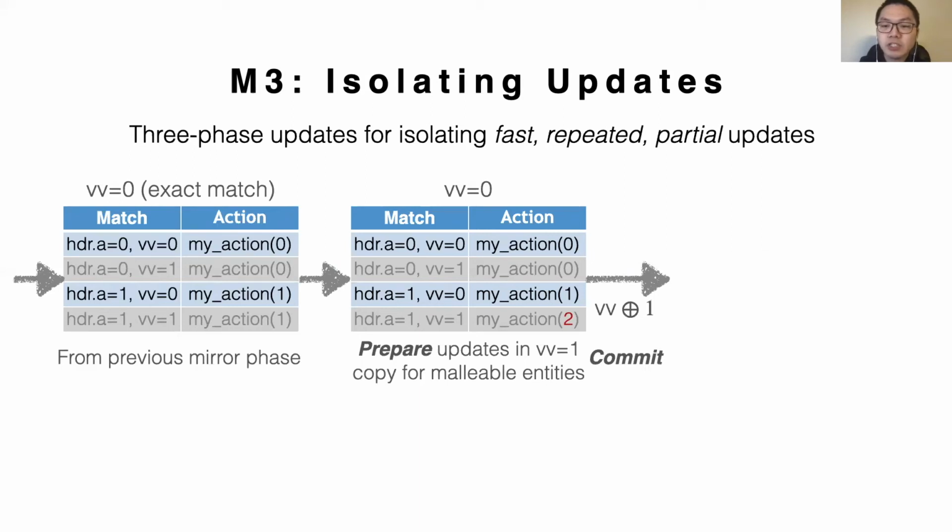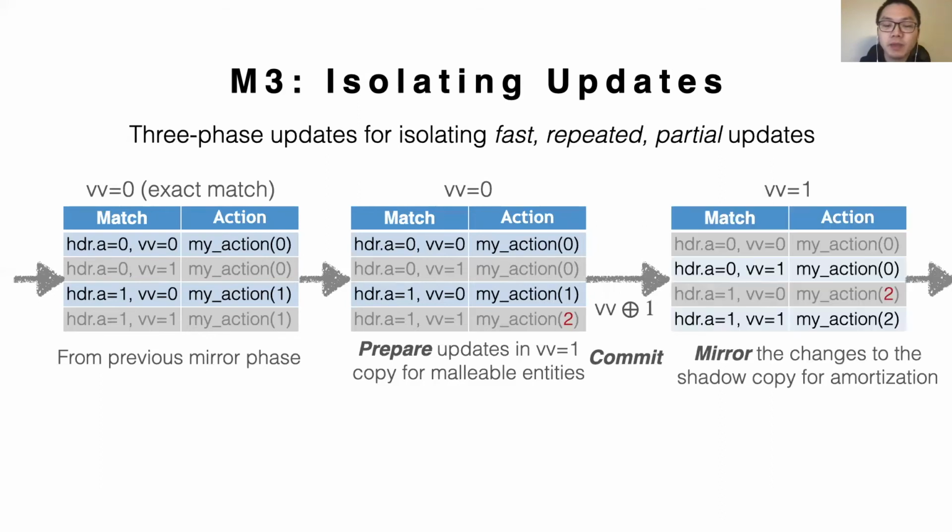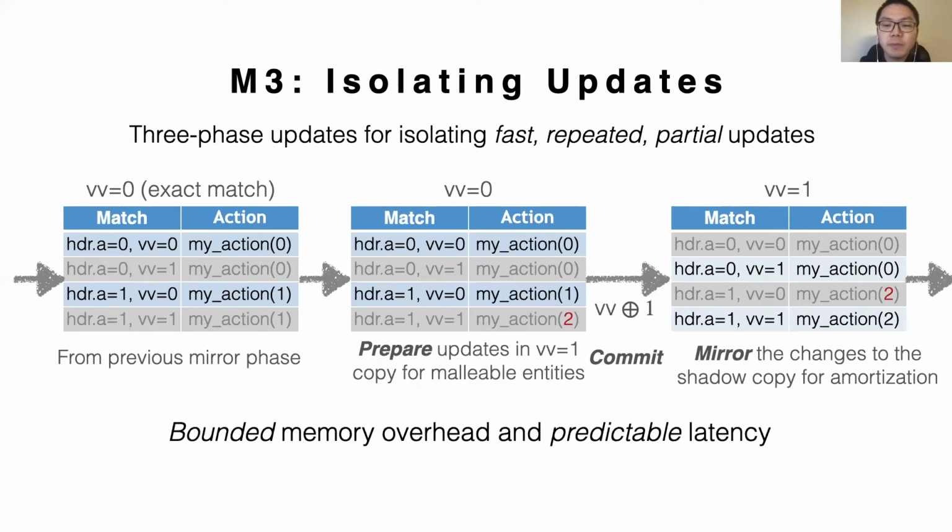Mantis then commits the changes by flipping the VV flag, so now VV equal to 1 serves as the primary copy. Finally, Mantis mirrors the changes to the shadow copy to sustain future repeated updates, and then proceeds to the next round of the reaction loop. Note that the stale VV equal to 0 packets will quickly exit the pipeline, typically in hundreds of nanoseconds. Thus, with this approach, 2 versions are sufficient. Mantis therefore bounds the number of replicas to 2 and can complete the full round of updates with latency proportional to the number of modifications.